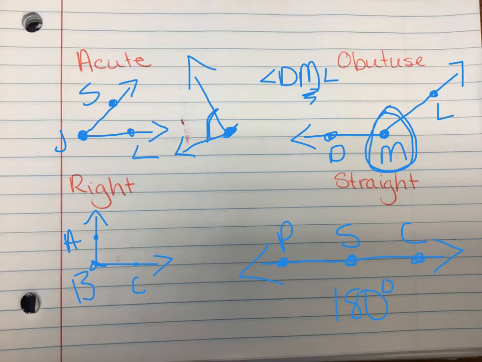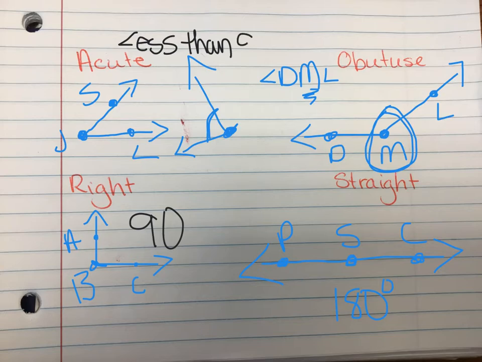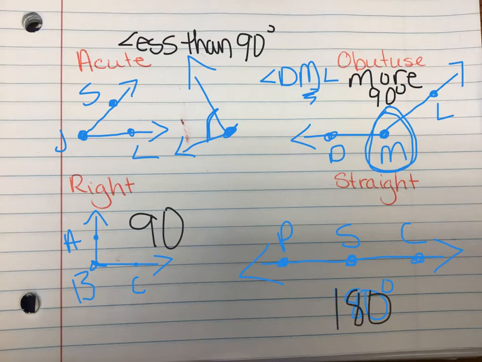So a right angle is going to measure 90 degrees. An acute angle is going to measure less than 90 degrees. An obtuse is going to measure more than 90 degrees. And then a straight angle is going to be 180 exactly.